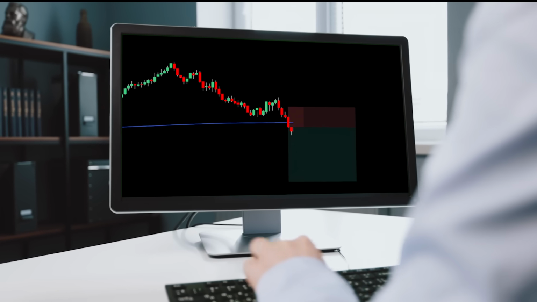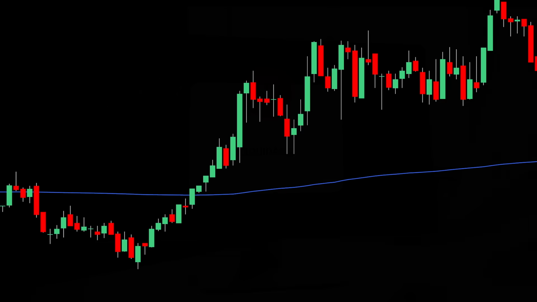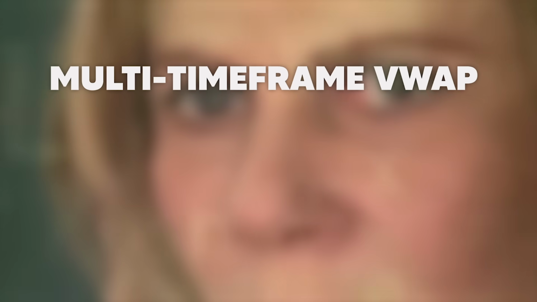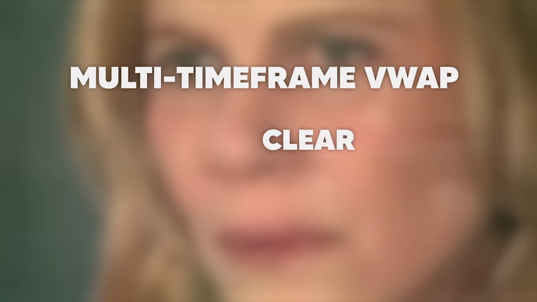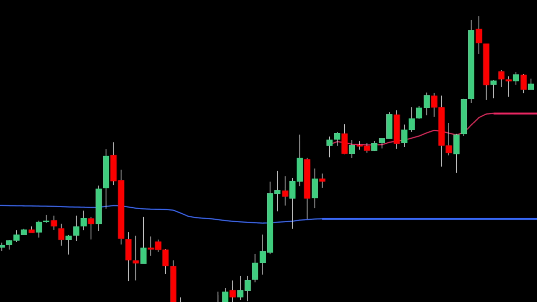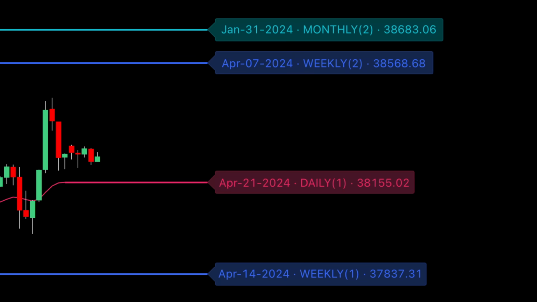You're totally using VWAP wrong, and it's not your fault. Most traders only scratch the surface of what this powerful indicator can actually do. But what if I told you there's a way to unlock multi-timeframe VWAPs on one chart? Clearly labeled and ridiculously useful. Whether you scalp, swing, or hedge, this version gives you the edge you didn't know you were missing.